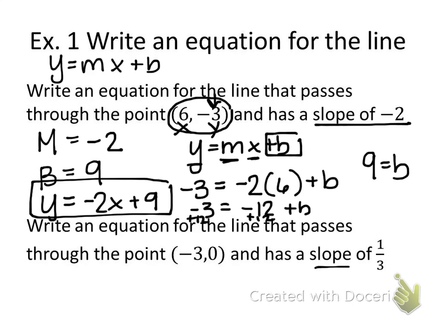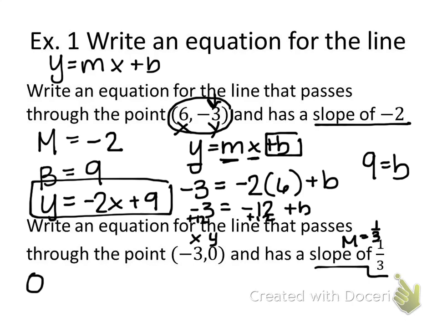So I know they've given me my m. M equals 1/3, but what have they not given me? My b. Don't get confused and go, oh, but there's a 0 for the y. No. Remember, the 0 has to be for the x, and there will be a number for the y. So this is our x, this is our y, and let's plug it into our equation.